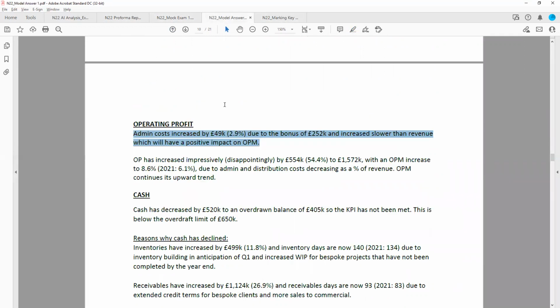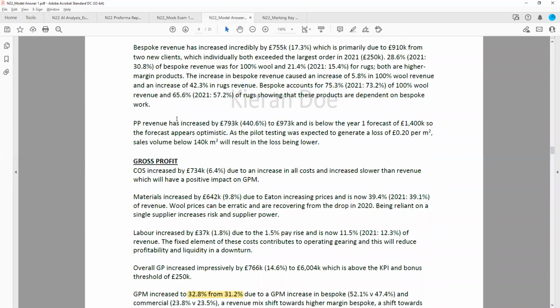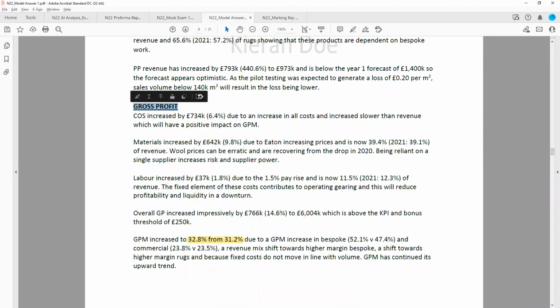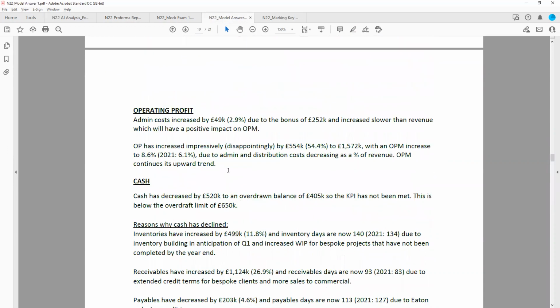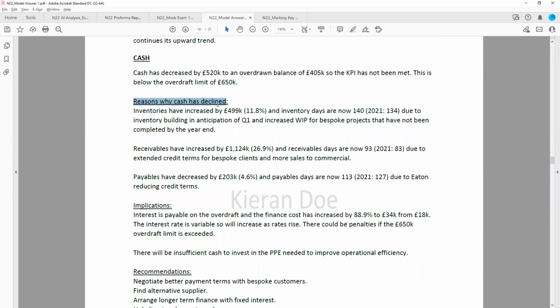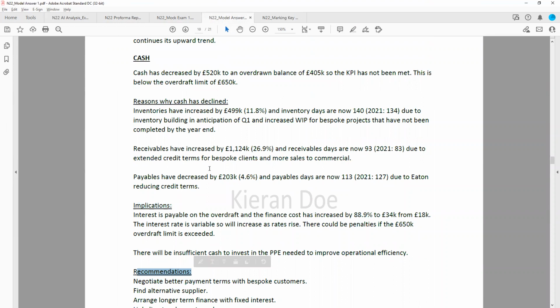So we always want to make sure we're answering the question as we've been doing throughout. So I'm saying, focus on the requirement, what it's asked for: revenue, gross profit, by client type, by product type. So here we've been asked for reasons why cash has declined, implications on the business, and recommendations. So I'd probably have those as headings just to keep me really focused.